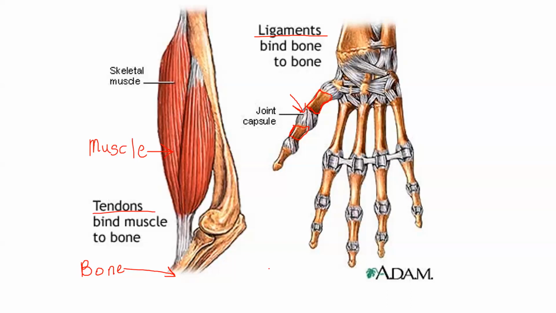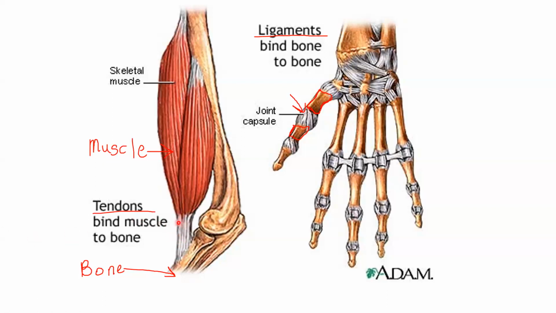Raymond, is Ramon in this class? Yes, sir. Oh, he's with you. Okay. Ramon, what attaches muscle to bone? What attaches muscles to bone? Say it again, Ramon. Tendons.